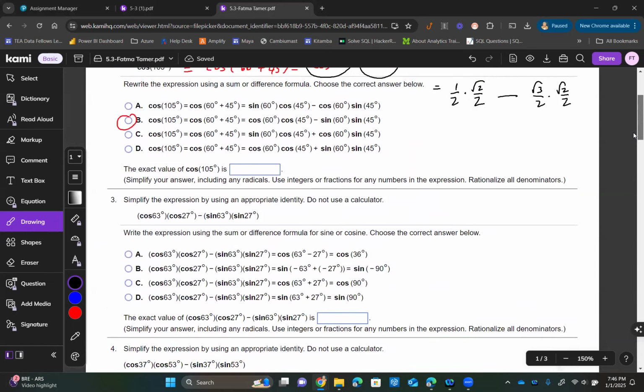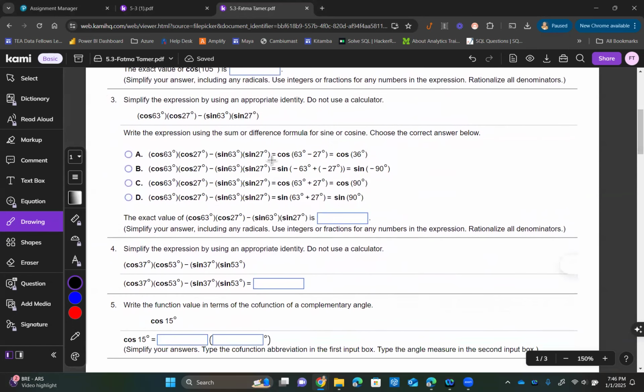For question 3, we have this problem, and it wants us to recognize which of these options this expression is equal to, and then we find the answer. When I look at the problem, the first angle is 63, the second angle is 27, and because the formula uses a minus, I know that this formula is about cosine of a plus b. If you add 63 and 27, the angle is 90 degrees. So this whole thing will be equal to cosine of 90.